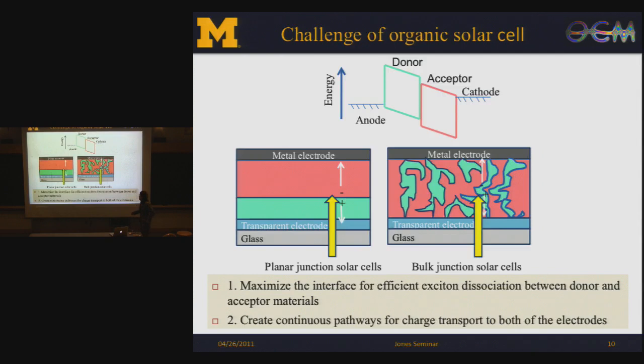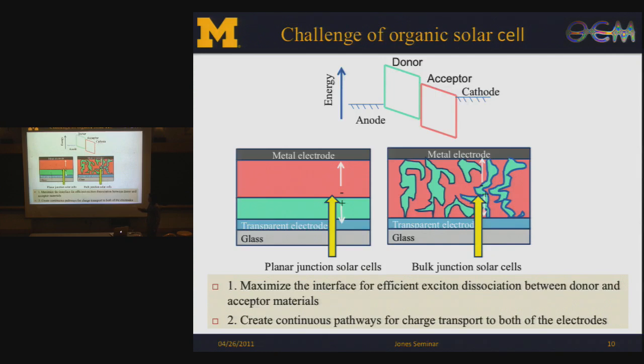So now we know the mechanism of the organic solar cell. How do we build an organic solar cell? Typically, there are 2 device structures. The first one is called a planar junction solar cell. The second device structure is a bulk junction solar cell. As I just mentioned, organic solar cells involve an interface to dissociate electron-hole pairs. So in these 2 structures, it also creates interface.